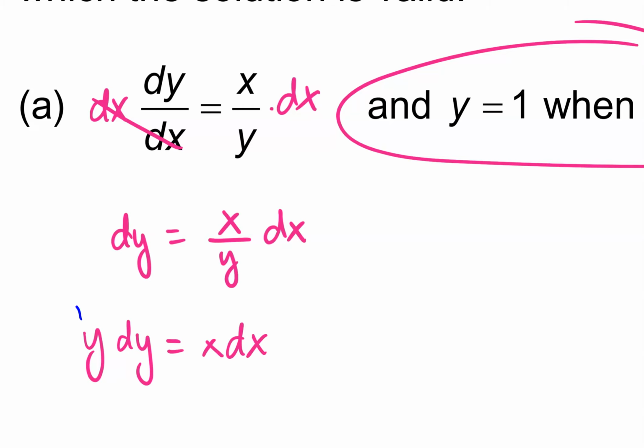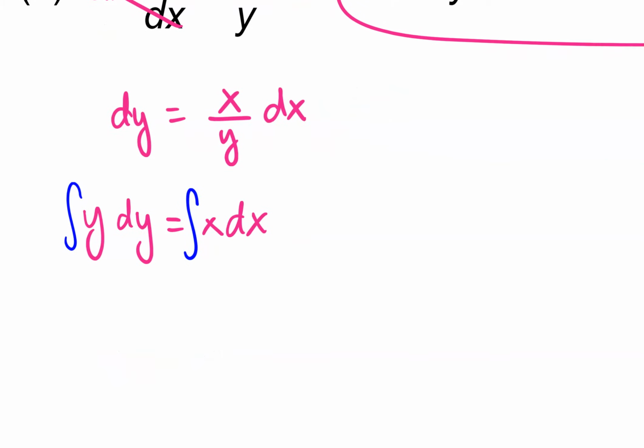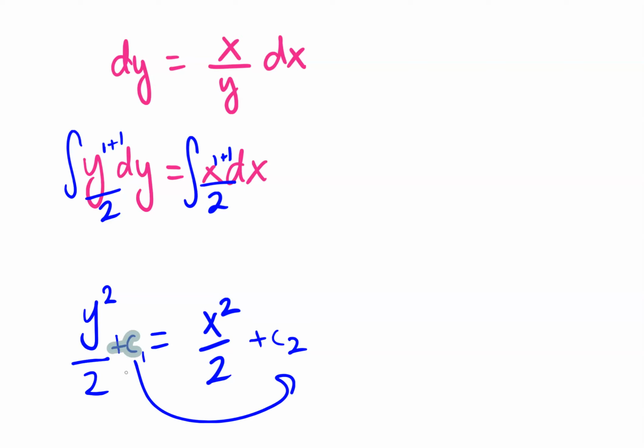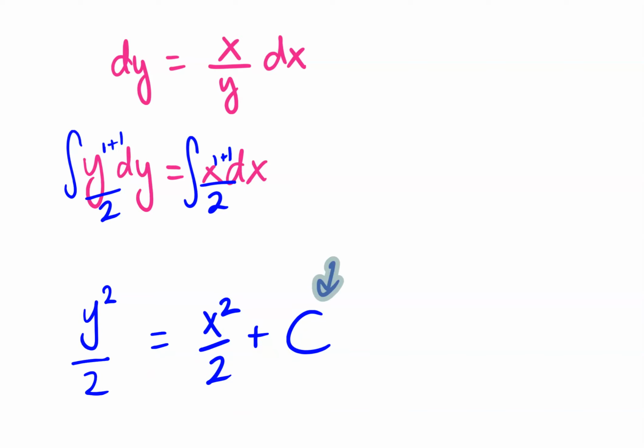Now that I have it separated, I can take the integral of both sides. This is going to be a little different, because technically this is x to the first, y to the first, so add 1, divide by the new exponent. So I have y squared over 2 equal to x squared over 2 plus c. Technically this is plus c1 and this is plus c2, and I showed you how to move the constants over. I'm only going to have one constant, a constant plus another constant. It's just going to be a number, a constant.